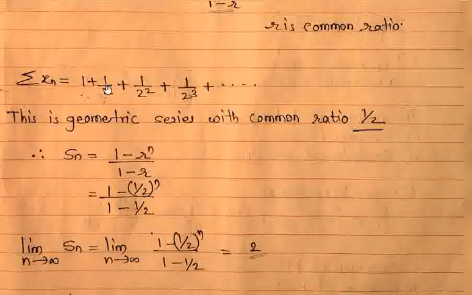The sum is 1 plus a half plus a half squared, that is, 1 plus 1 by 2 plus 1 by 2 squared plus 1 by 2 cubed. This is a geometric series with common ratio a half.